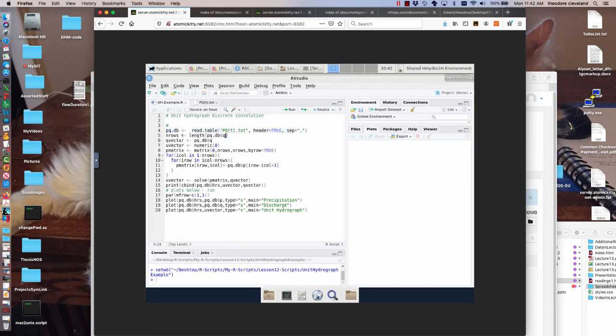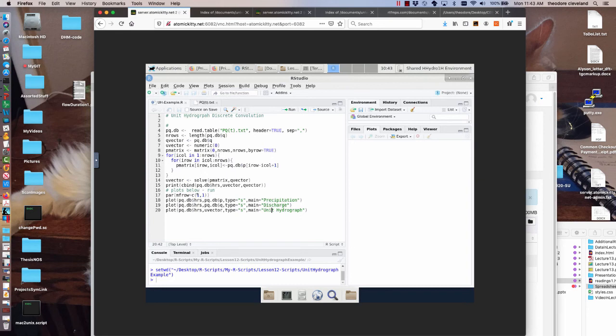So we read it, figure out how long it is, we produce a Q vector. We don't need to do that, it just makes naming a little easier. A unit hydrograph vector, we start out with nothing but zeros, so we don't know what it is. We create a precipitation matrix. We populate that precipitation matrix. We then solve the linear system to recover the U vector. We print the vector just because that's interesting, and we're going to make 3 plots.